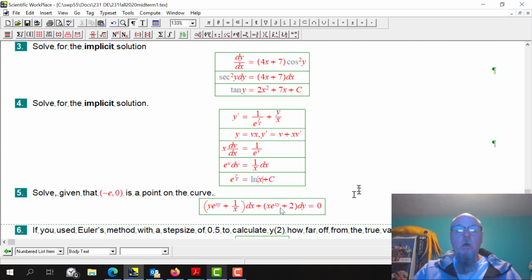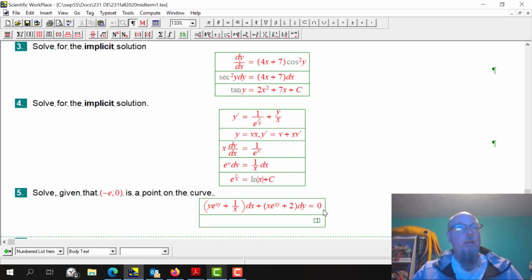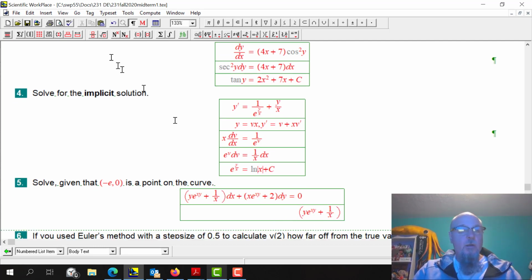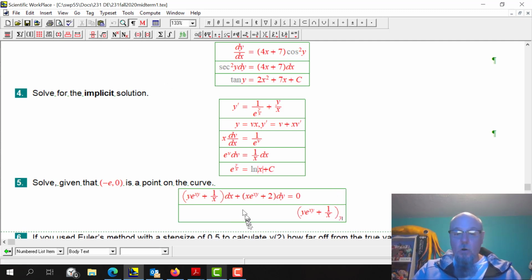Number 5. Oh, this one's written like it's exact, but part of the question is we've got to show it's exact before we know it's an exact equation. So I'm going to take this first bracket and I'm going to differentiate it with respect to y, because it's already been differentiated with respect to x.